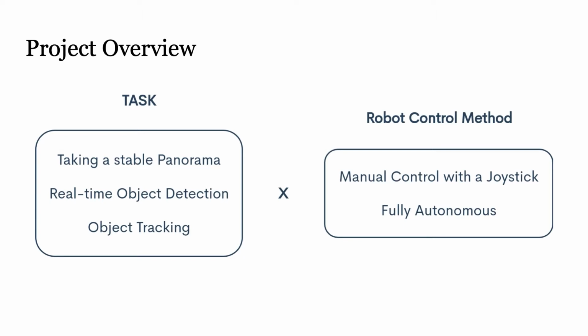The 3 vision tasks are taking a stable panorama, detecting objects in real time, and tracking objects in real time. We also compared the effectiveness of 2 different robot control methods. The first method is to manually control the robot with an input device. We used 6 different axes on an Xbox game controller to map the position goal and the rotation goal. The second method is to write a script to fully automate the robot motion.